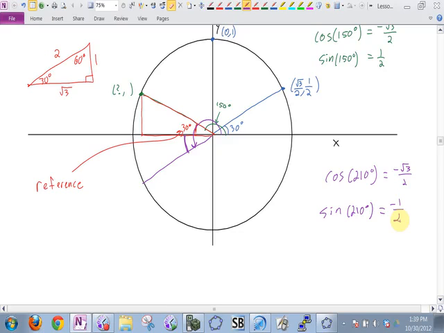Now, eventually, I'll be asking you, like, what's the secant of 180 degrees, and you will not have a physical unit circle to look at. It will have to be completely from memory.